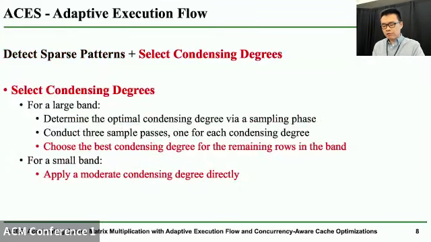Next, we have to select the optimal condensing degree for each band. For a large band, we determine the optimal condensing degree through a sampling phase. This involves running 3 sampling passes, each testing a different condensing degree, and then selecting the degree that shows the highest performance for the subsequent rows within the band. For a small band, we just bypass the sampling phase and apply a moderate condensing degree directly.